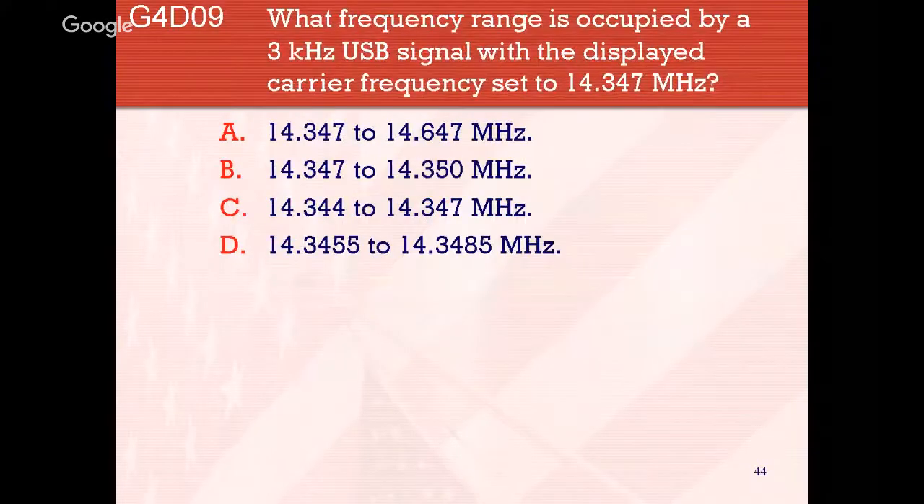So the frequency range that is occupied by that 3 kilohertz USB signal with a displayed carrier frequency set to 14.347, knowing that the upper end of 20 meters for everyone is 14.350. The correct answer here is going to be B, 347 to 350.